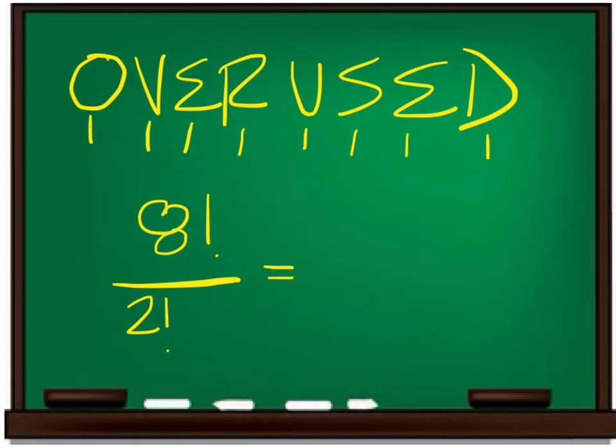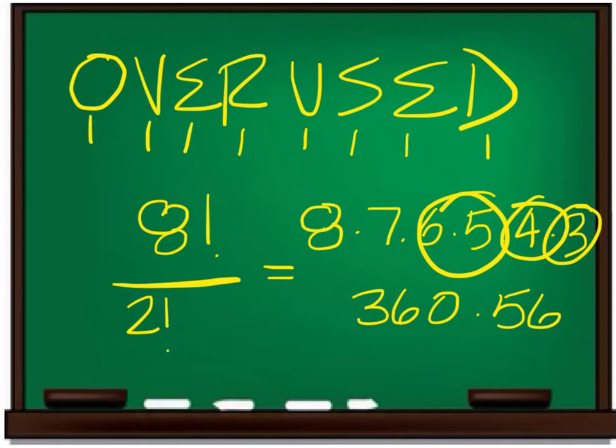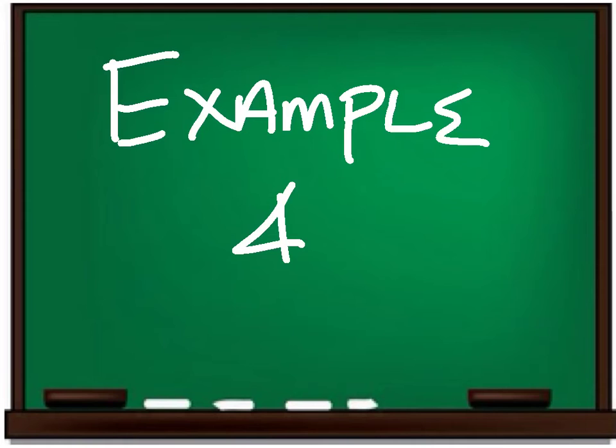So I would really have 8, 7, 6, 5, 4, and 3. That's 30 and 90, 360. It would be 360 times 56. And 360 times 56 comes out to be 20,160. Example 4.